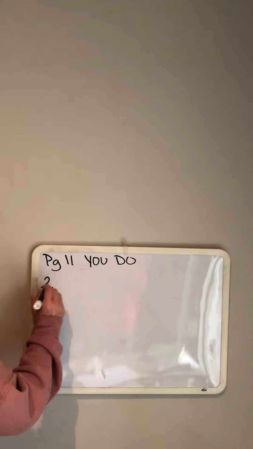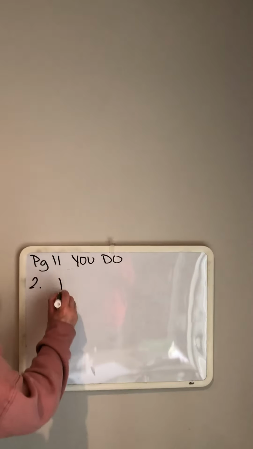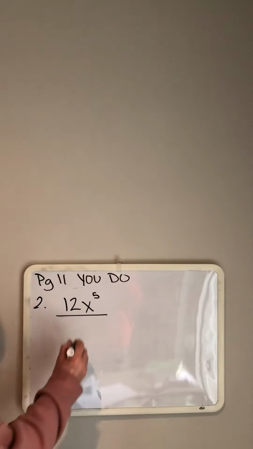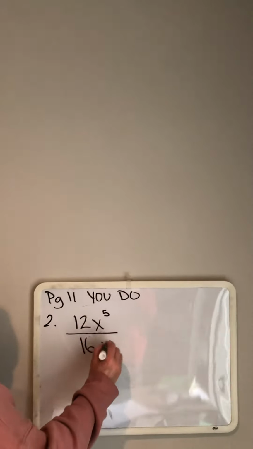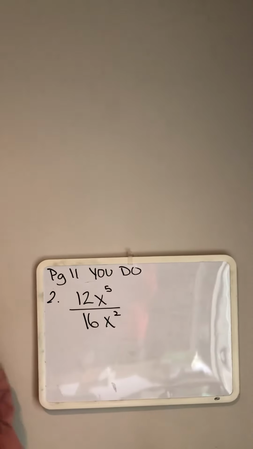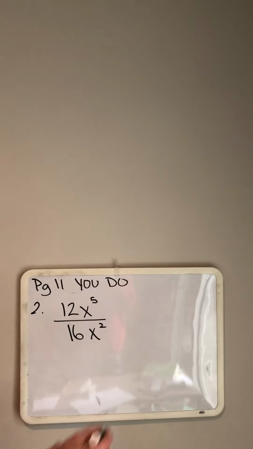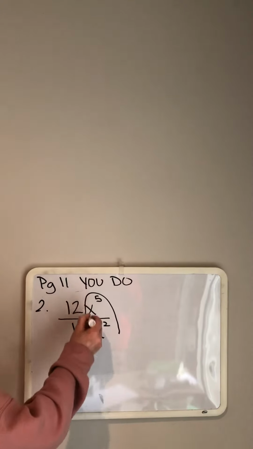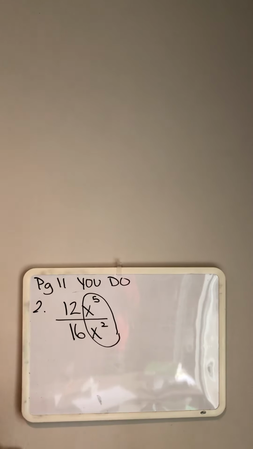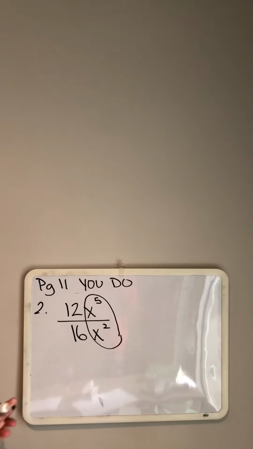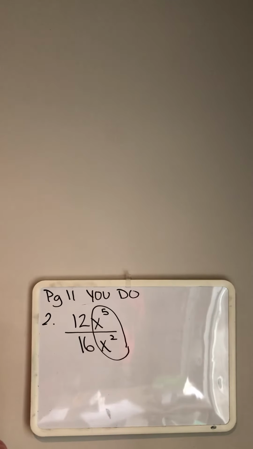So number 2 is 12x to the 5th over 16x squared. When I do these questions, I usually start dealing with the exponents first. So I notice I have the same base being divided. That's when you subtract the exponents. Larger minus smaller where the larger one is.